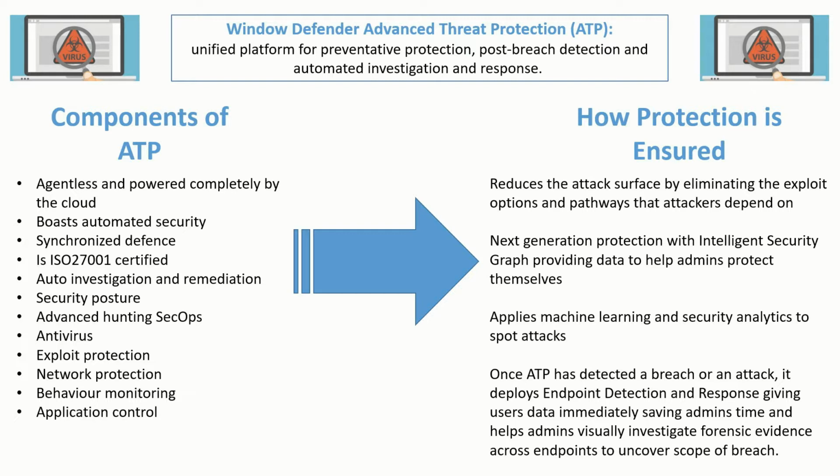It lets admins hunt interactively with rapid access to 6 months of historic data to search and explore across endpoints. It lets admins set custom detection, allowing them to upload their own indicator of compromise to be alerted by their custom threat intelligence. By using machine learning, ATP is able to detect attacks and zero-day exploits.